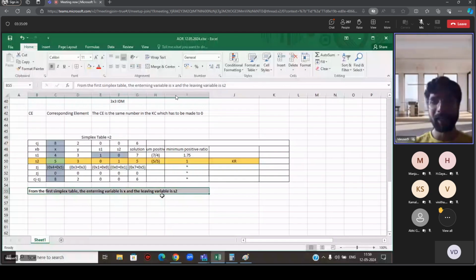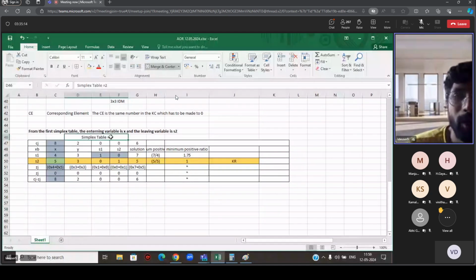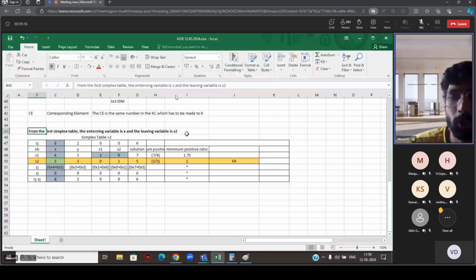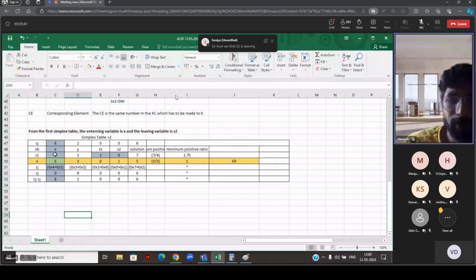What do you mean by that? What you have to do? Very simple. Now S2 is leaving, so S2 becomes vacant. What is entering? The entering variable is X. So you have to replace that with X. Are you getting my point? Then after that, the rest is the same. Then all this entire thing gets changed.